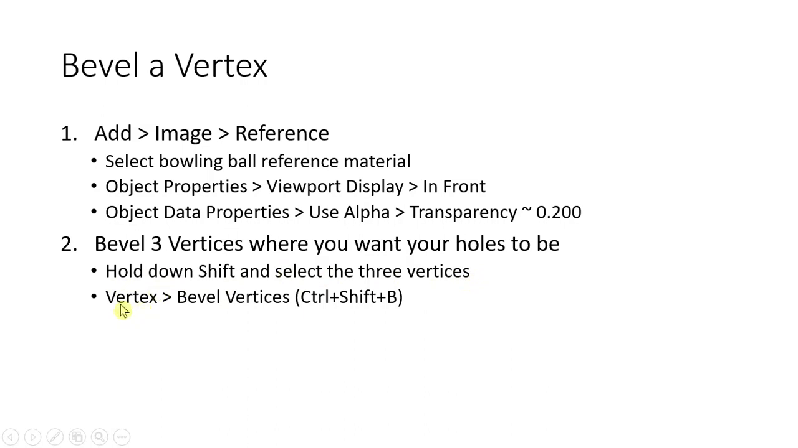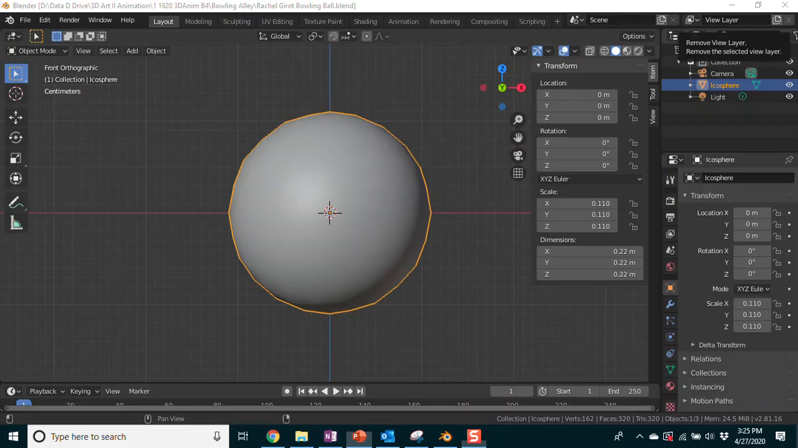And then under the Vertex menu at the top, you'll select bevel vertices and then drag your mouse and it will bevel them. You can also hold down Control plus Shift plus B as a shortcut to bevel all three of those vertices at the same time. Let's see how that looks.